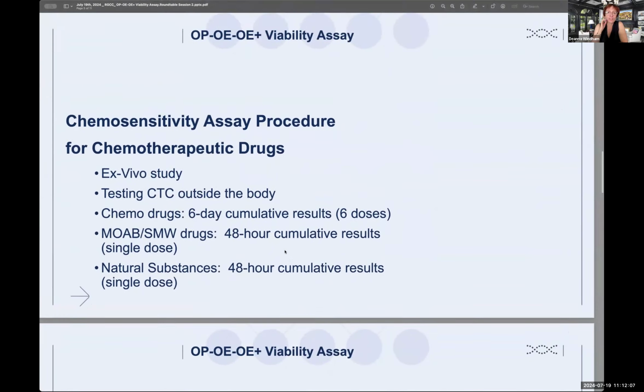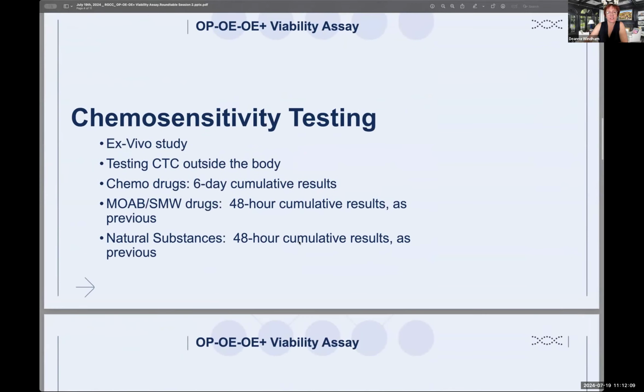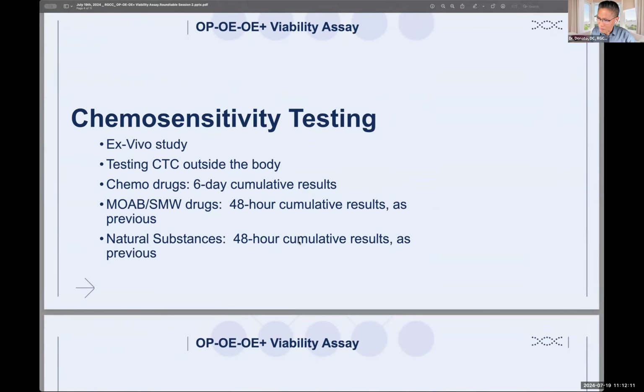Dr. Donato, may I ask a question now, or do you want me to wait till the end? Go ahead and ask. This is a roundtable. Okay, so in relation to this, the chemo drugs being done for 6 days and the others for 48 hours, is that based on research, or their experience? I've been wondering why they do them differently.